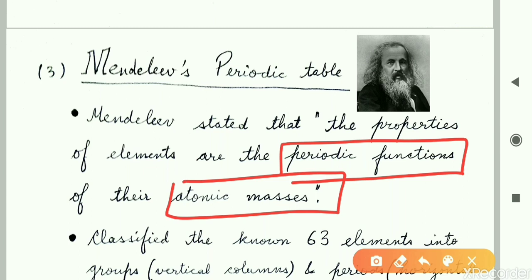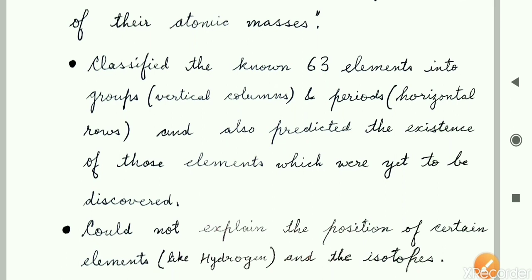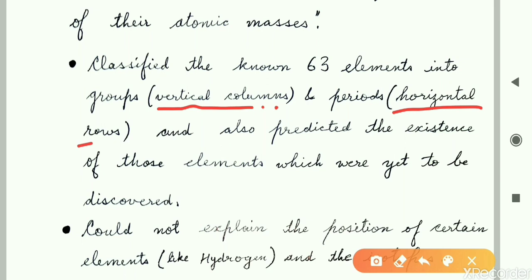He arranged the elements in increasing order of their atomic masses, and furthermore, he classified those elements in the form of groups and periods. Groups means vertical columns, that is top to bottom, and periods means horizontal rows. He even predicted the existence of unknown elements, or the elements which were yet to be discovered. He left some gaps in his periodic table, and that is why he was one of the most successful in predicting and classifying the elements. So his periodic table was one of the most significant attempts, but there were certain shortcomings.